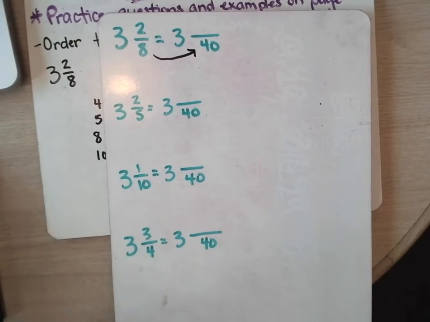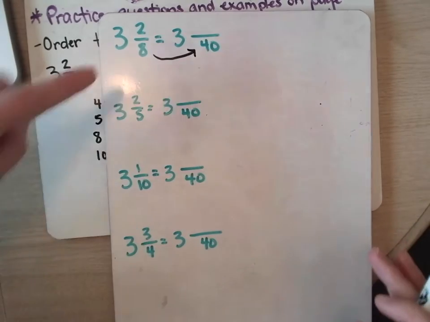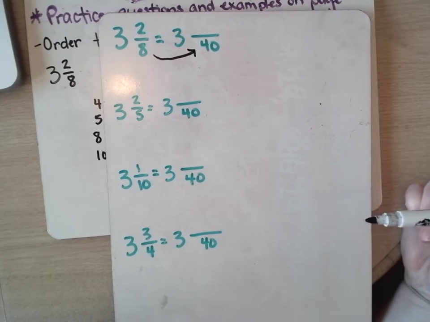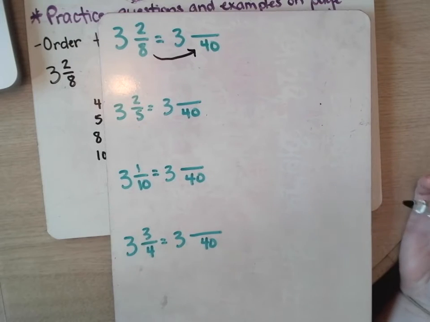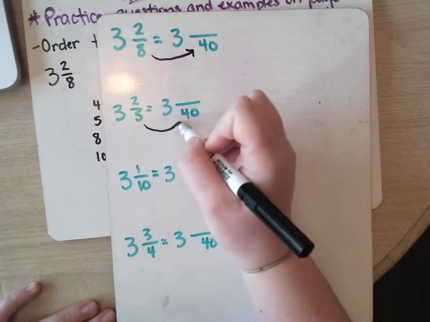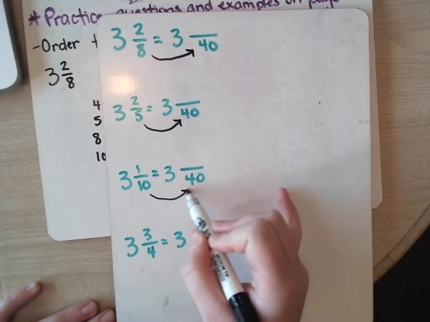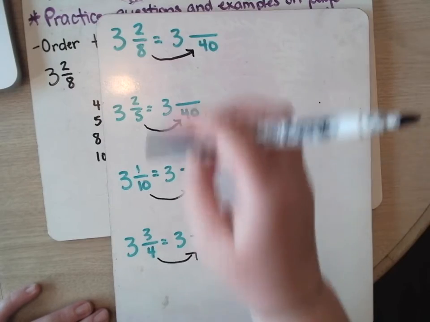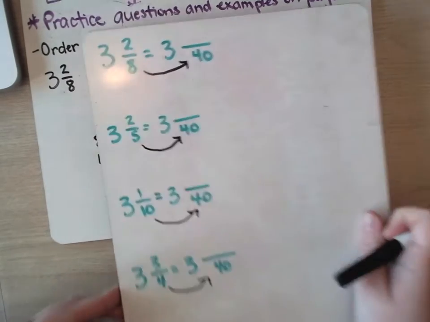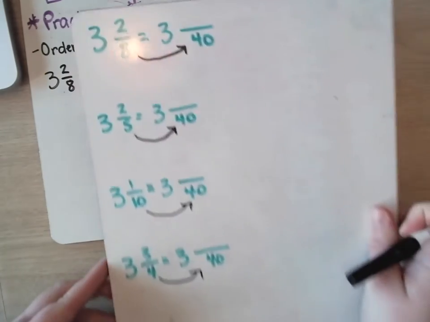Remember, when you are finding equivalent fractions, what you do to the bottom, you have to do to the top, or vice versa. What you do to the top, you have to do to the bottom. You can only multiply or divide to find an equivalent fraction. In this case, our denominator has gone up, so we'll be multiplying. Whatever we multiply the denominator by, we must multiply the numerator by. You can use your multiples list to help you.